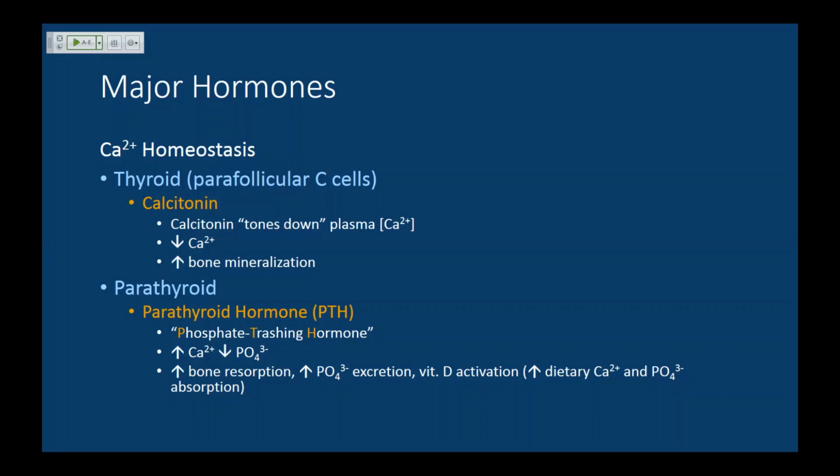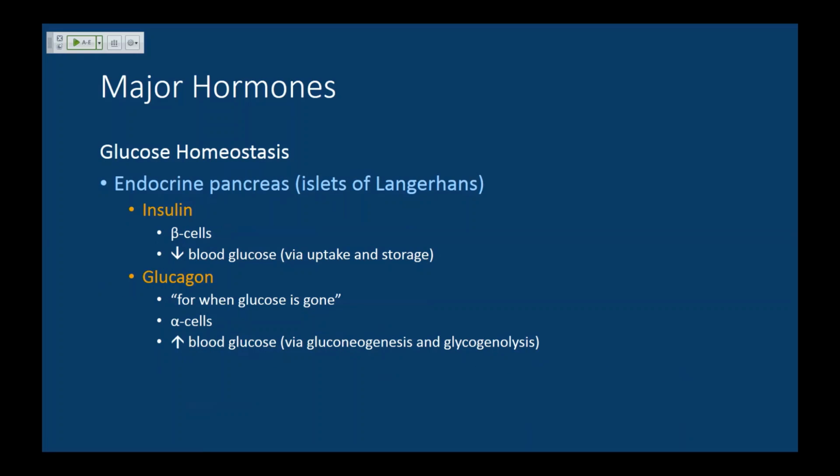So to correct for that, parathyroid is also responsible for the increased excretion of phosphate. So if you increase both calcium and phosphate, but then you take out the phosphate, you're left with free calcium that can exert its biological action. Okay, so increased bone resorption, increased phosphate secretion, vitamin D activation, which increases dietary calcium and phosphate absorption.